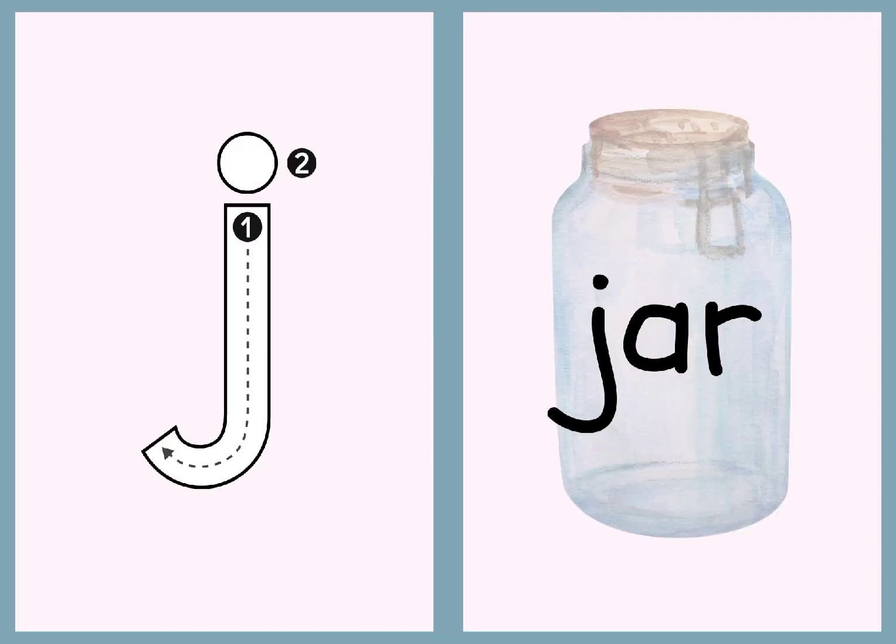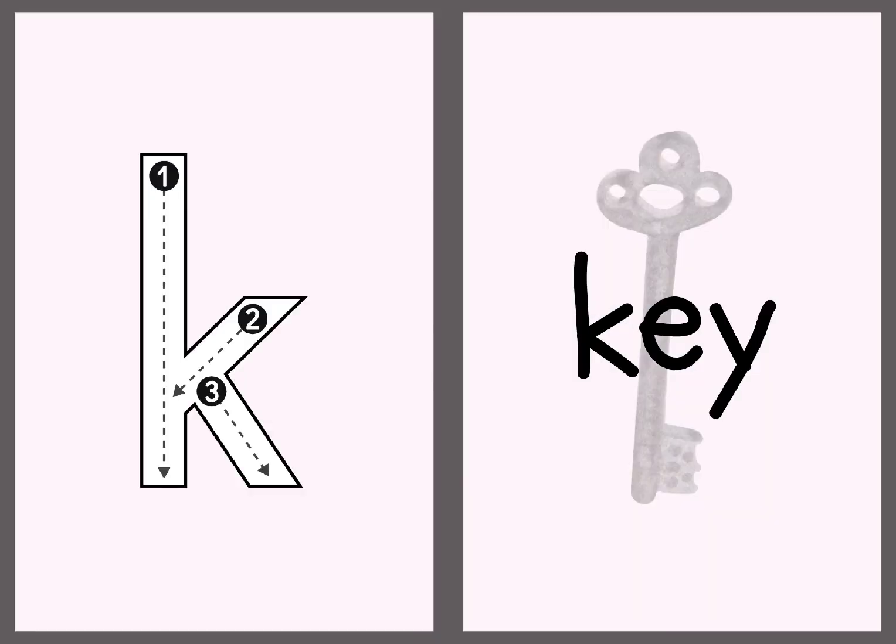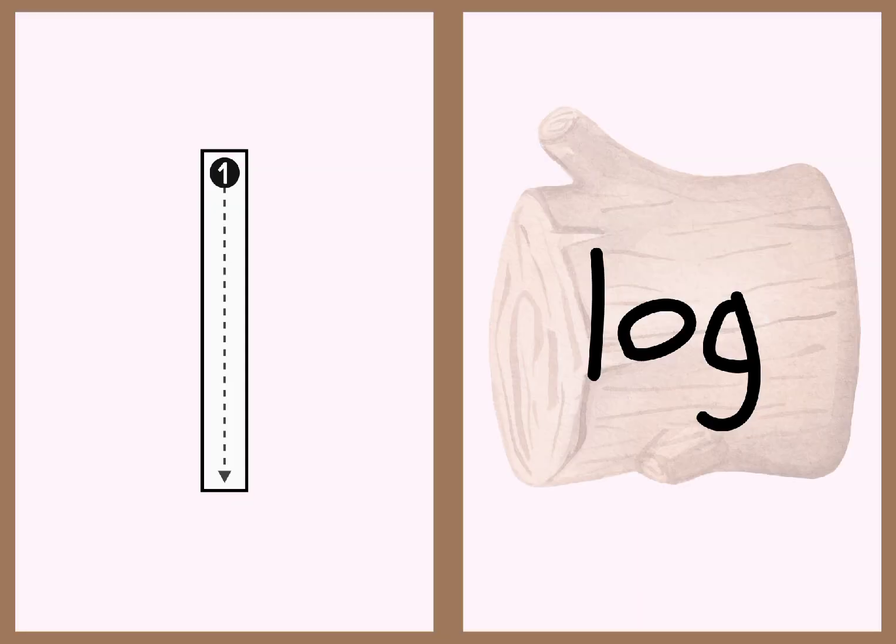J for jar. Jar starts with J. K for key. Key starts with K. L for log. Log starts with L.